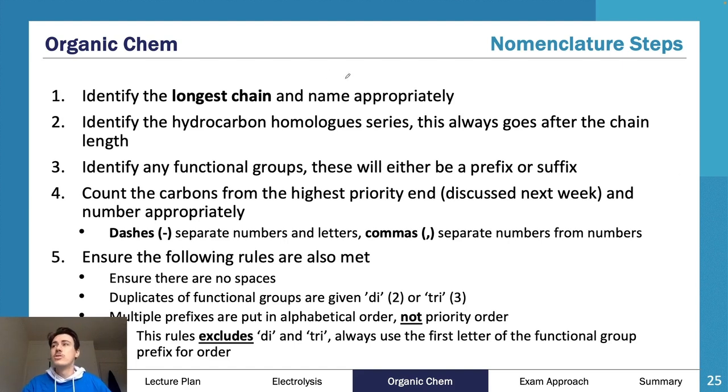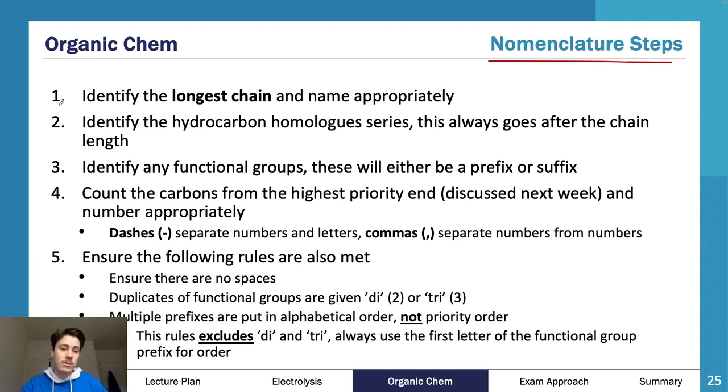So let's talk about how I approach nomenclature. Nomenclature, again, fancy word for naming things. Really important. This is how I approach nomenclature. You don't necessarily have to take this approach, but I would highly suggest it. This is how I've taught it to all my students over the past 6 years, and it's sat them well. So how would I approach this?